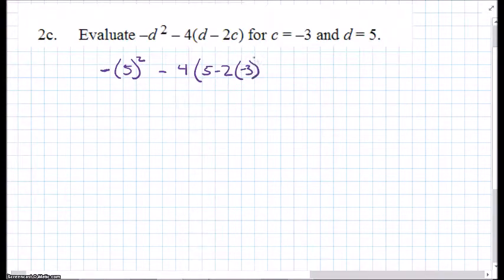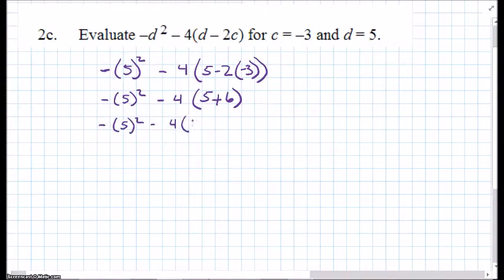So again, I recommend always grouping or putting parentheses around our negatives. So order of operations says we deal with the parentheses first. So let's just drop this. Negative 5 squared, okay, minus 4 times, okay, I got parentheses here, so 5 minus, well, let's hold the minus for a second. What is negative 2 times negative 3? That'd be a positive 6. So that'd be negative 5 squared minus 4 times 11.